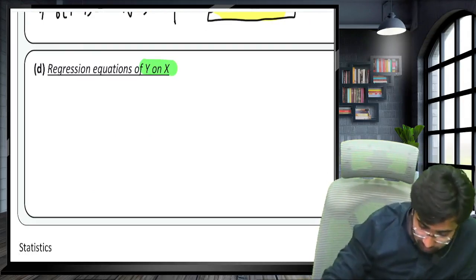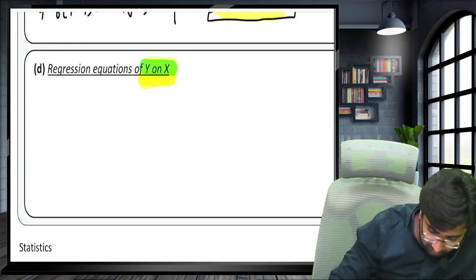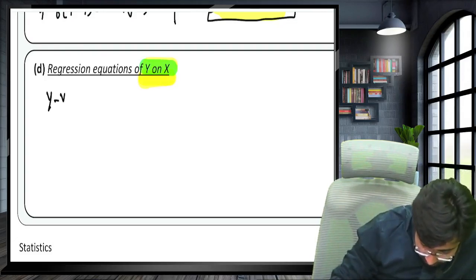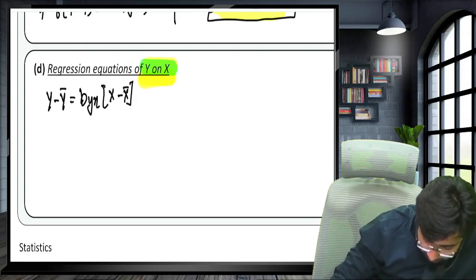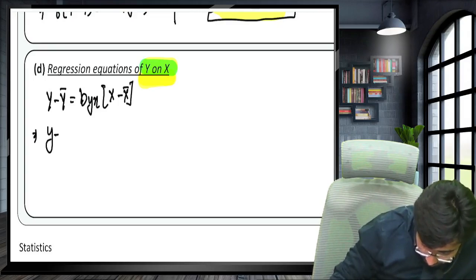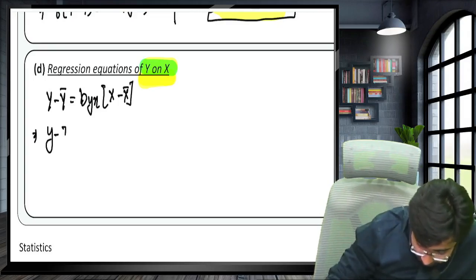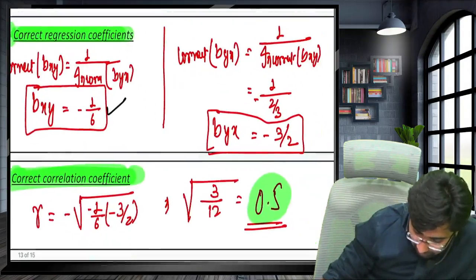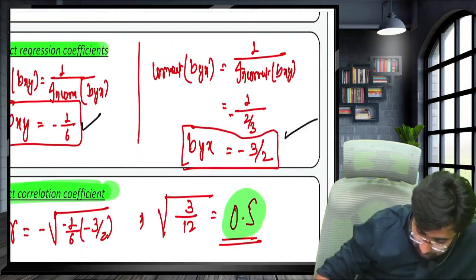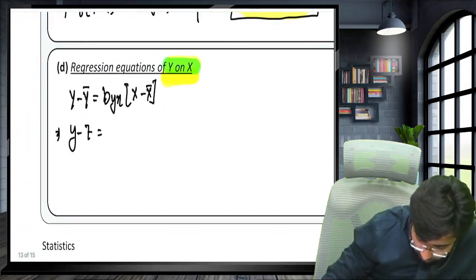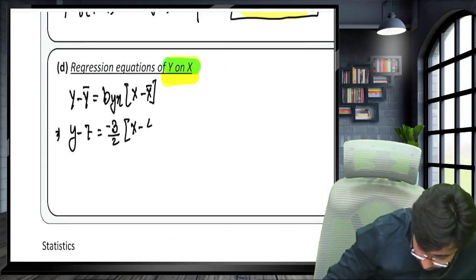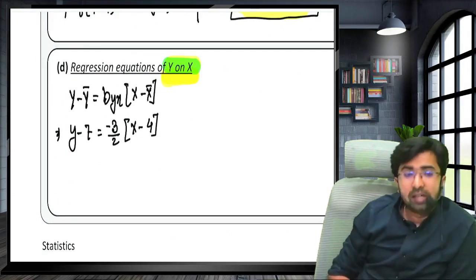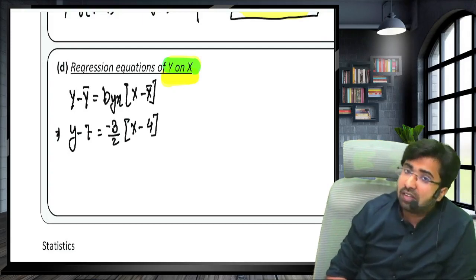Can you all construct y on x? What will it be? y minus y bar is equal to b y on x bracket x minus x bar. y minus y bar is 7. What is b y on x? Correct one. y on x is minus 3 by 2. So I will take here minus 3 by 2. x minus x bar is 4. Just open the bracket and represent your answer in the form of y is equal to a plus bx.